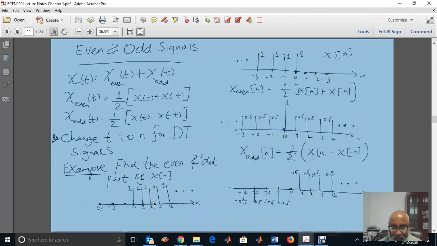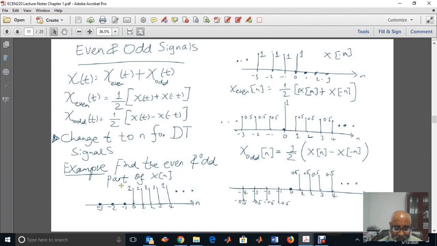The odd part, instead of adding, we subtract. So this one minus this one, divided by 2. Again, to the left of 0, I have 0 minus this one, which is 1. 0 minus 1 will be negative 1, divided by 2, it will be minus 0.5, minus 0.5, minus 0.5, and so on. At 0, x of n is 1, x of minus n is 1, 1 minus 1 is 0. At 1 and greater than 1, this is 0.